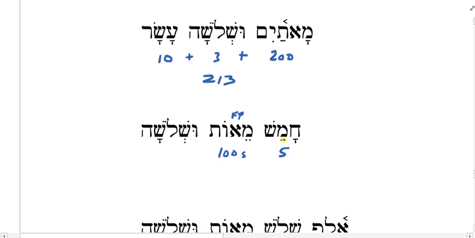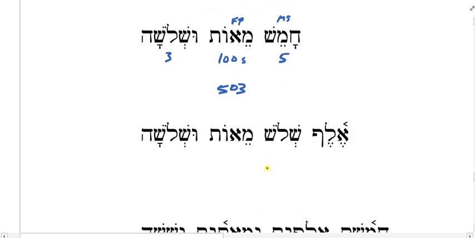5 is between 3 and 10, so 5 follows the gender disagreement rule. So I'm using the masculine singular form of 5 here. So 5 sets of 100, 5 100 sets. And then I have u shilosha, which is the number 3. So what is this? This is clearly 500 plus 3. So 503 is my number.